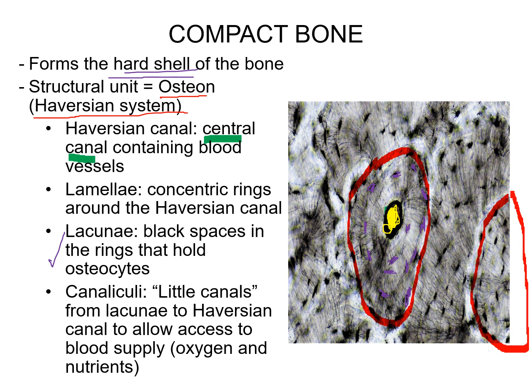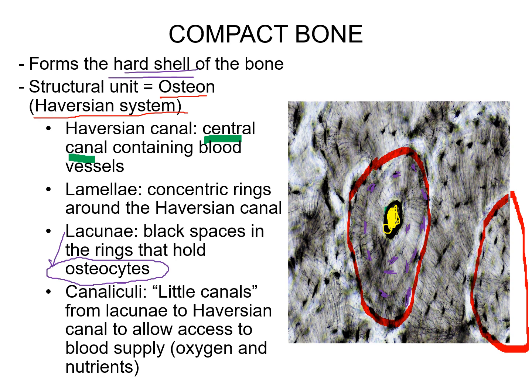Now these black spaces inside the rings are called lacunae. And that, my friends, is where those osteocytes, those construction supervisor folks, that's where they live. That's where they hang out. Now, remember, this is a 3D structure. We're just showing you in a 2D picture, but these are actual tunnels. These are actual canals. So down deep inside of these black holes, these black cavities, is where these osteocytes live.